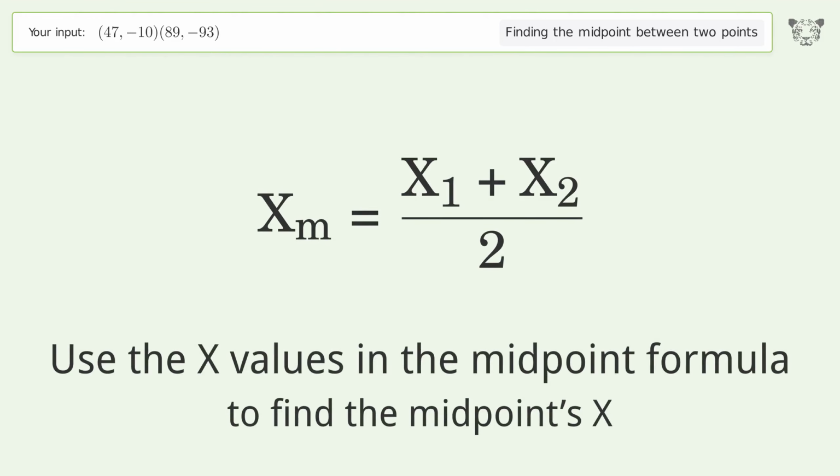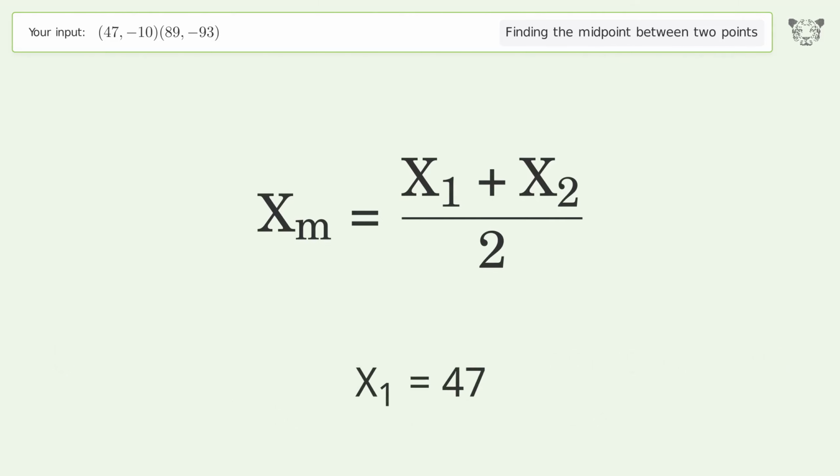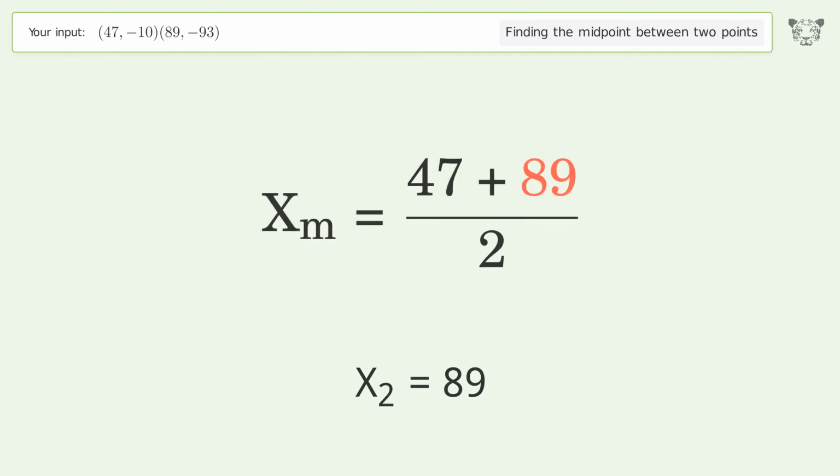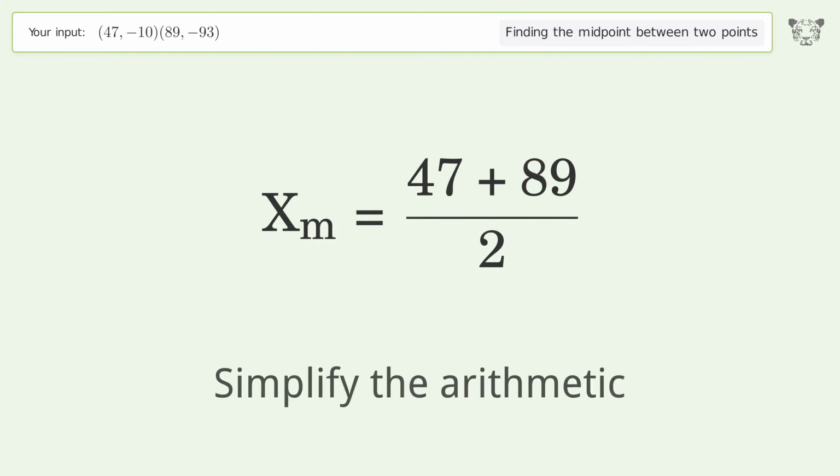Use the x values in the midpoint formula to find the midpoint's x. x1 equals 47. x2 equals 89. Simplify the arithmetic.